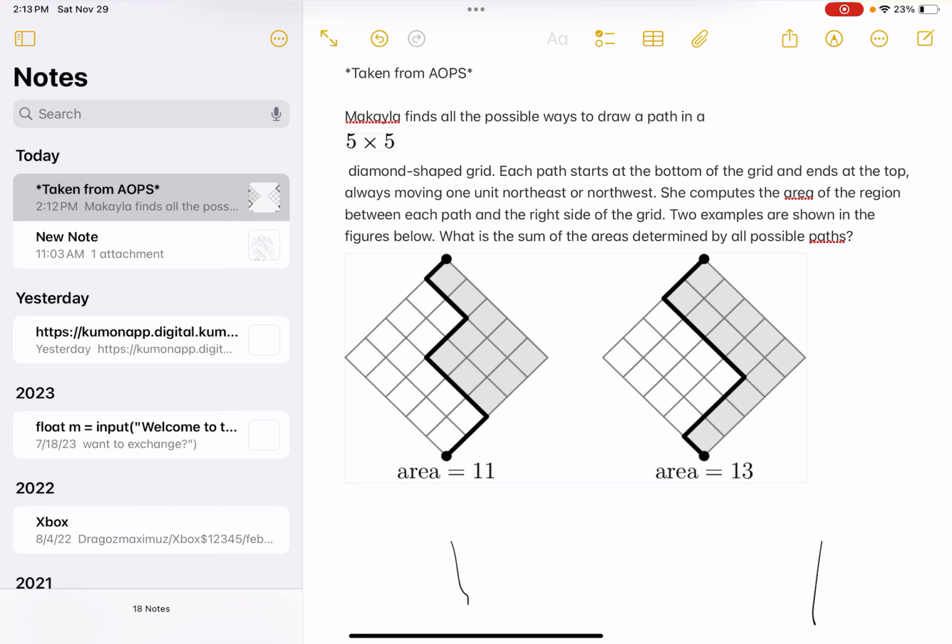And that formula will be the number of ways you can go up factorial, times the number of ways you can go right factorial, and this will be in the denominator of the total number of ways you can go up and right as a factorial. So let's start the problem.